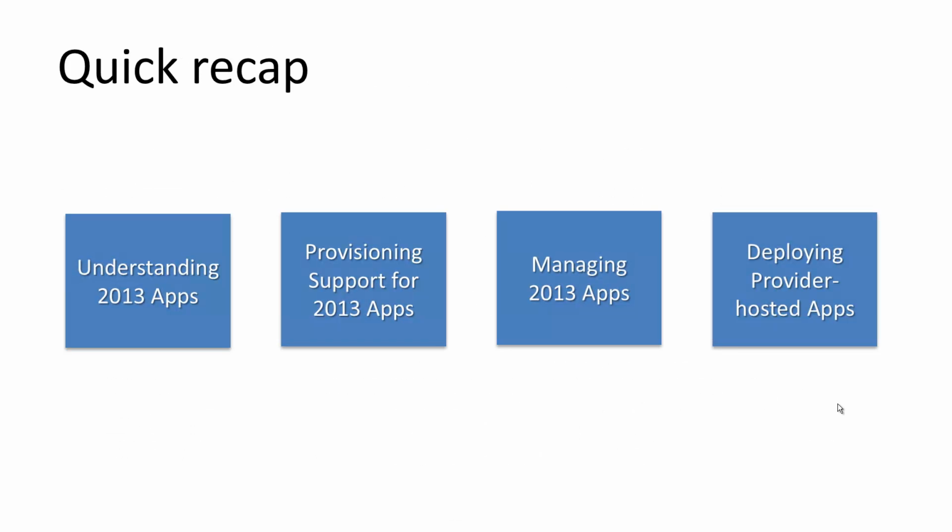I apologize that we don't have a lot of time to cover that in detail. Again, I do cover this in my book in a little bit more detail. But just real quickly as we're wrapping up here, we talked about some of the basic concepts of 2013 apps. What are they for? How are they different from the full trust code model we had in the past? We talked about the 4 steps to provision support for 2013 apps, so don't forget those. We talked about the app catalog and licensing and some of the steps you have to take to manage your SharePoint 2013 apps properly. And then, just briefly, we spent a couple of minutes talking about provider-hosted app scenarios.